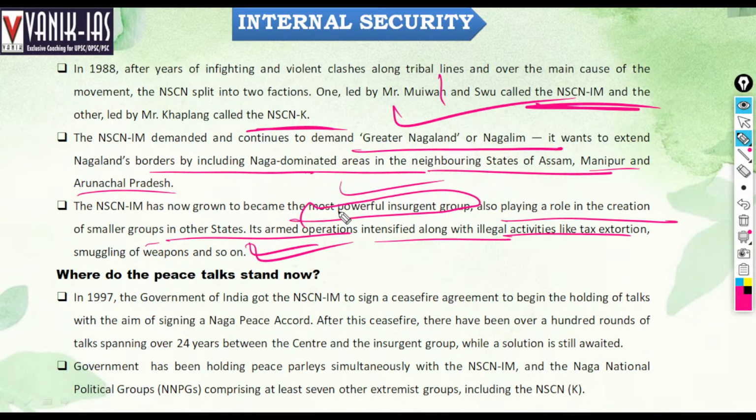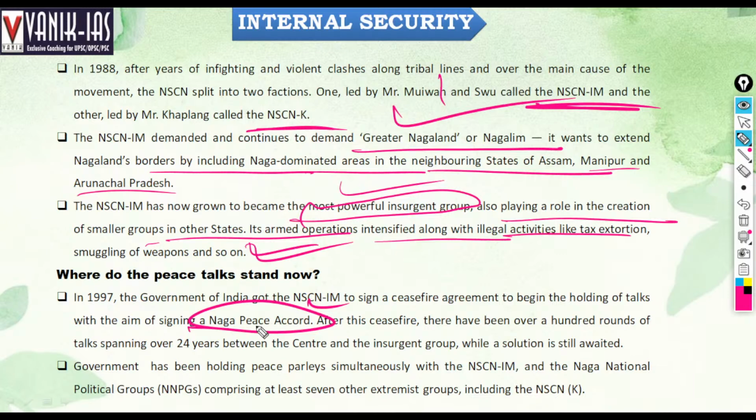Where do the peace talks stand now? In 1997, the government of India got NSCN-IM to agree to a ceasefire agreement to begin talks with the aim of signing a Naga Peace Accord. After the ceasefire, there have been over 100 rounds of talks spanning 24 years between the Centre and the insurgents, while resolution is still awaited. There is no resolution of the Naga Peace Accord. Right? It is awaited. That means there is no solution between the Naga people who have been in the insurgency and the government. Talks are going on.